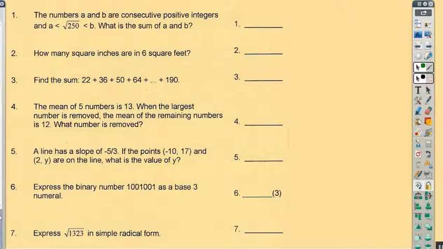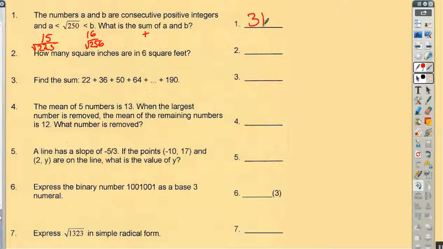We know that a is going to be 15. Why do I know a is going to be 15? Because 15 squared is 225. And 16 squared is going to be 256. So we know that b is 16, which is equal to the square root of 256. So therefore we're looking for the sum. Sum means adding. So 15 plus 16 is 31.